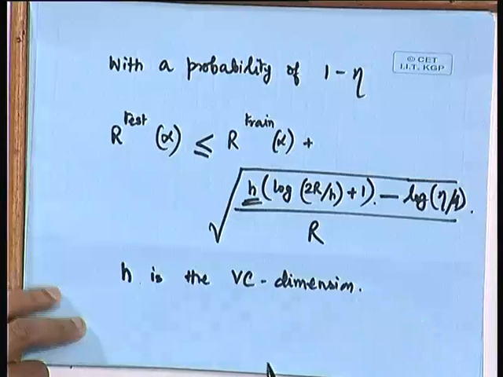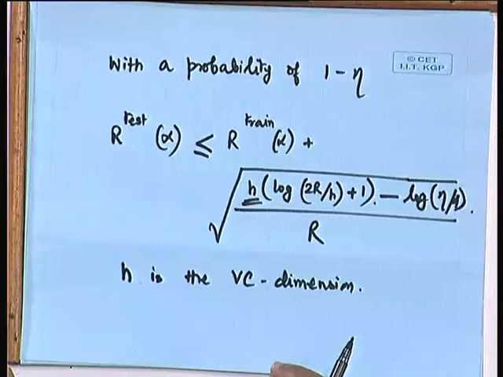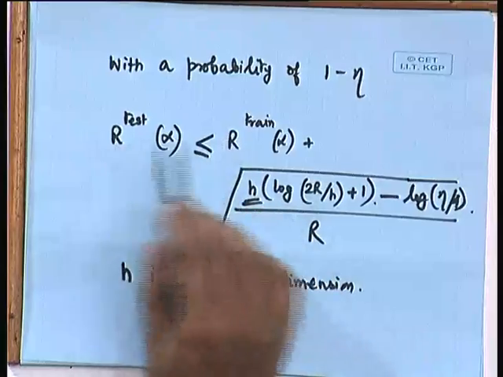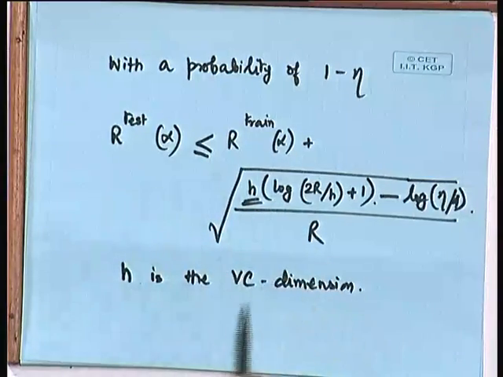right. Here h is the VC dimension, but again this result is of no use to us if, given a learning network, we do not know how to measure h. So, we should know how to get an idea about h given a network. If we know what h is, then naturally h will give us an indication of how to obtain this R test and R train from a given set of training patterns.